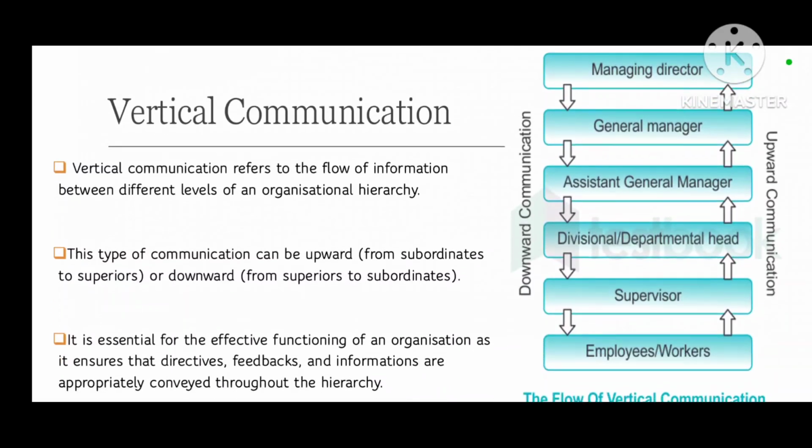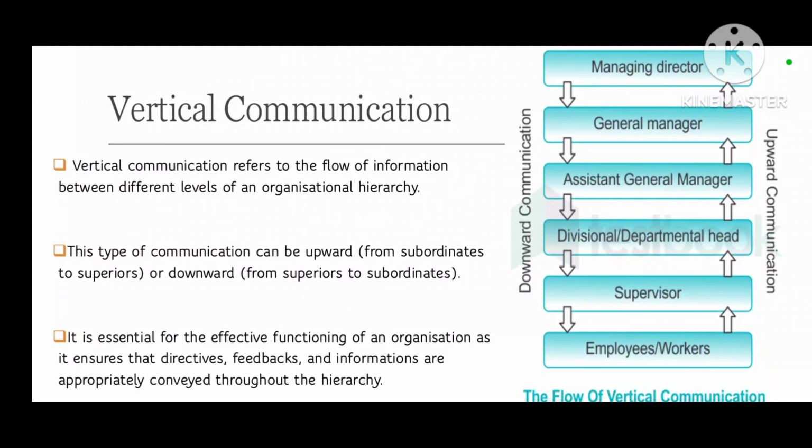So the first is vertical communication, and as the name suggests, this communication takes place vertically, in a direction of straight line from up to down or from downwards towards the upwards. The first point says vertical communication refers to the flow of information between different levels of an organizational hierarchy.